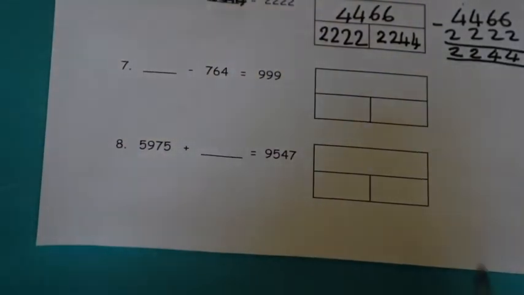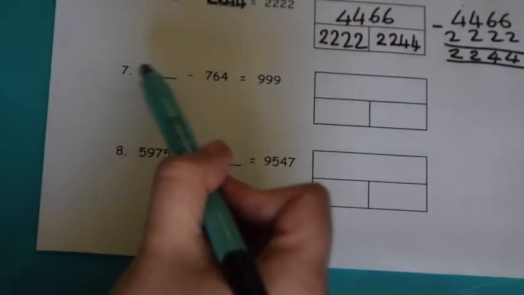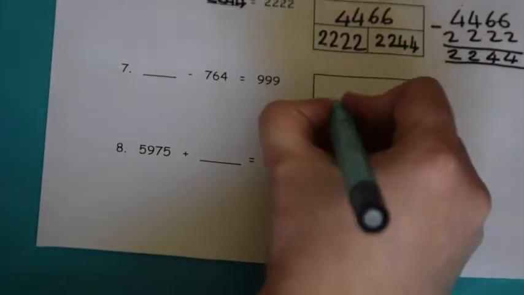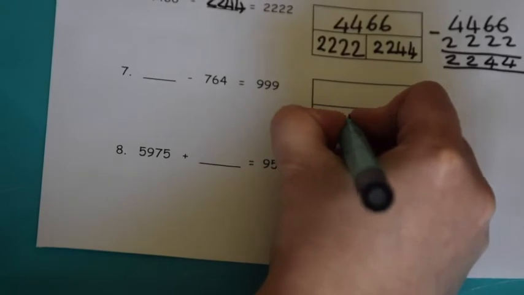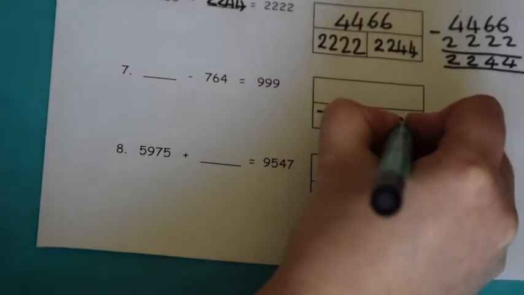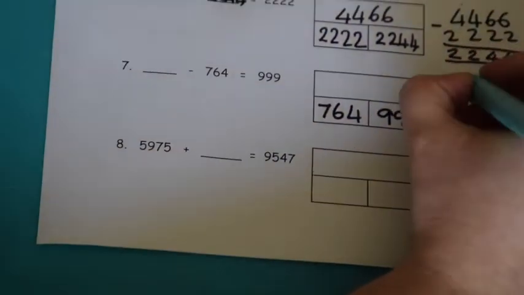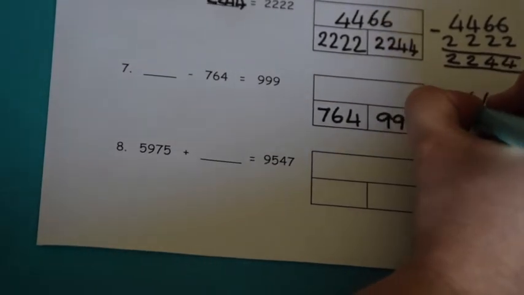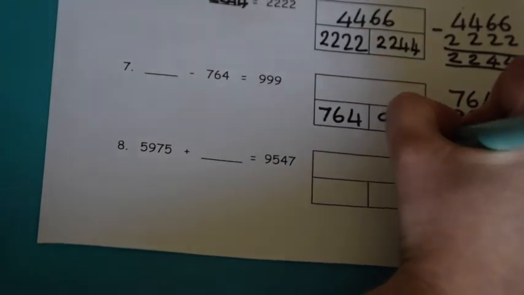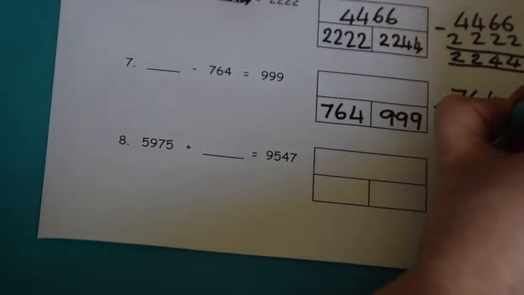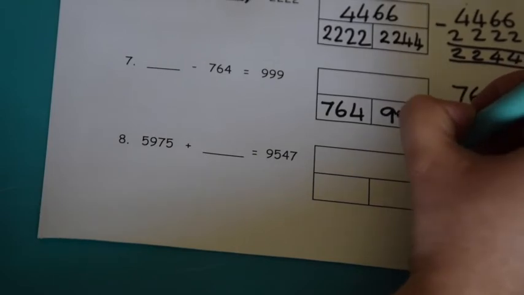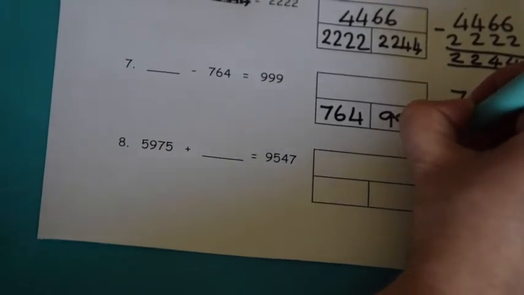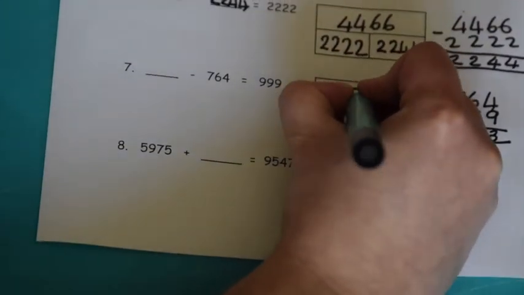Okay, number 7. It's the first number in our subtraction number sentence that's missing, so it's going to be the number that goes into the top part of the bar. So we can fill in the other two parts. To work out the missing number, we need to add these two parts together. So therefore your answer is going to be 1,763.